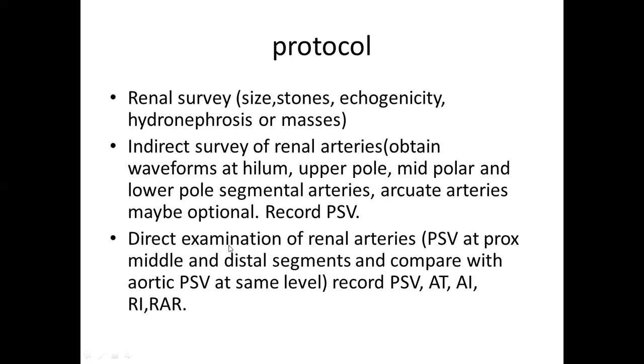So coming to the direct survey now, you will be looking at the renal arteries themselves, right from the origin at the aorta, in the mid portion of it, and at the distal part towards the hilum. Then that's when we will be comparing with the aortic peak systolic velocity that we have obtained at the level of the renal artery origin within the aorta, so that we can obtain our renal aortic ratios. So we also look at peak systolic velocities. We're now looking at the acceleration time.